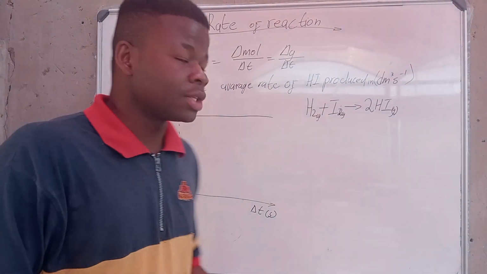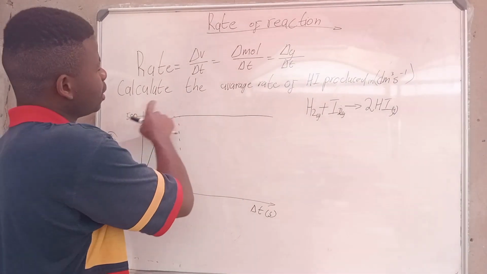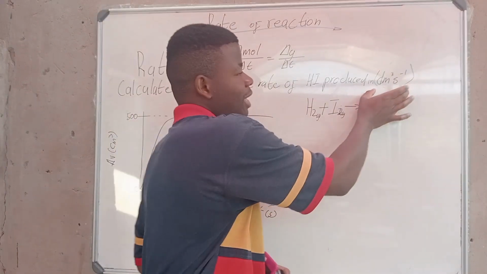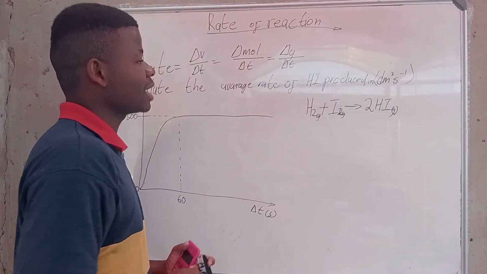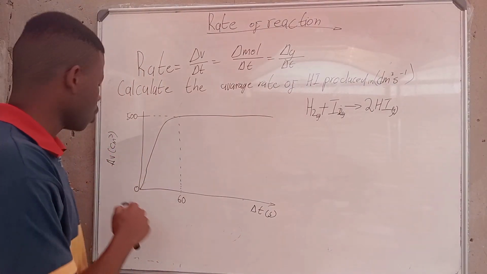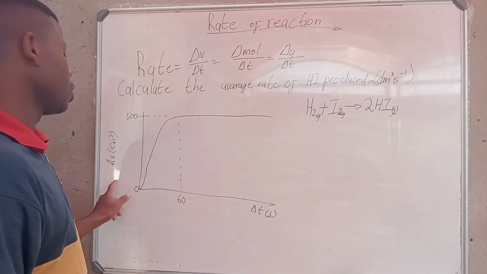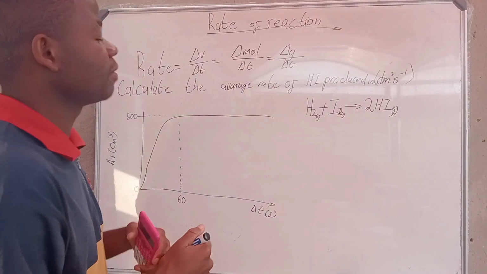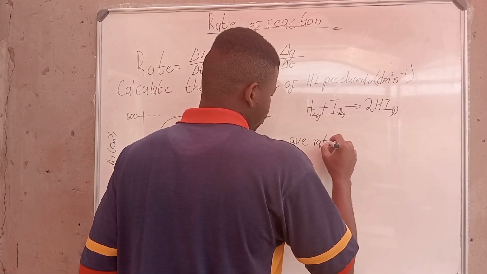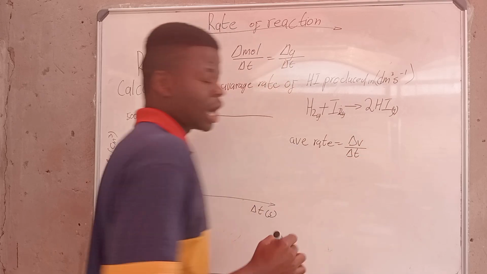Hey guys, now let's do this question. The question says: calculate the average rate of HI produced. These are the SI units we must write after calculating our rate of reaction. So what are we going to do here? We are going to use this formula right here to find the average rate. It equals change in V over change in time.